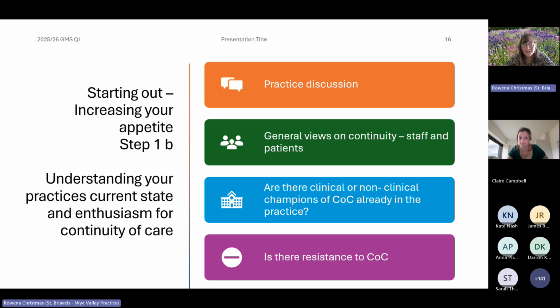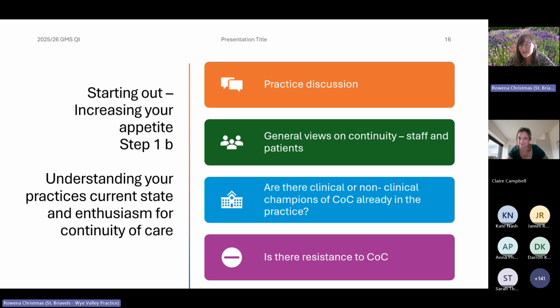So moving on to step 1B, which is increasing your appetite for continuity of care. In practice discussions, we can use these questions to assess the current level of understanding. So start off with what are the general views of both staff and patients towards continuity of care in the practice at the moment. Look around and see if you've got potential champions of continuity of care. It'd be ideal to have both a clinical and a non-clinical person in those roles.